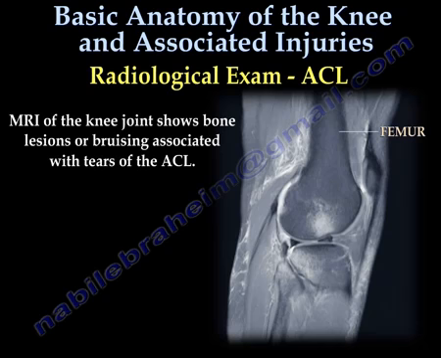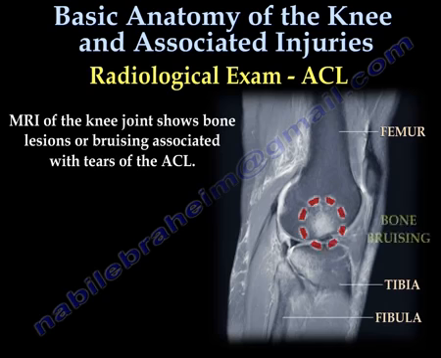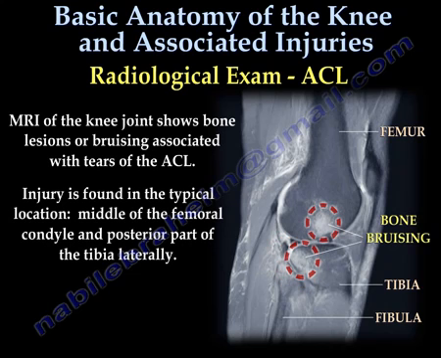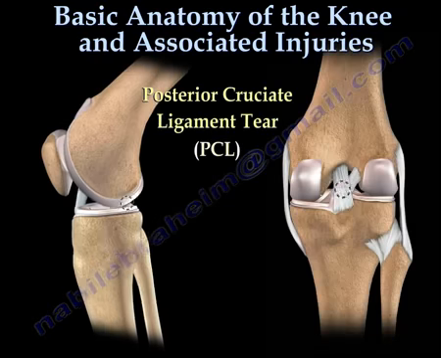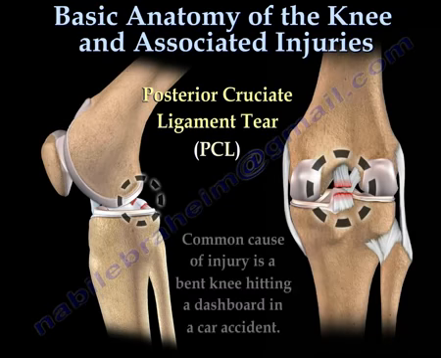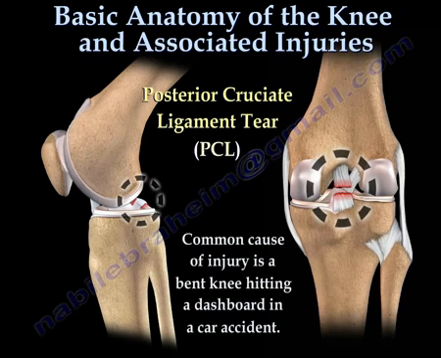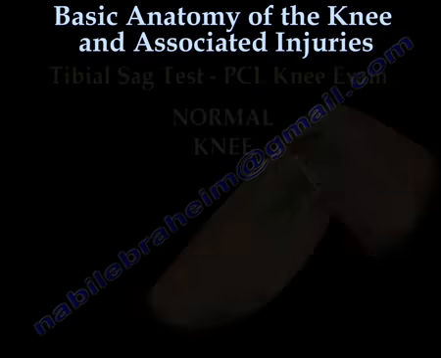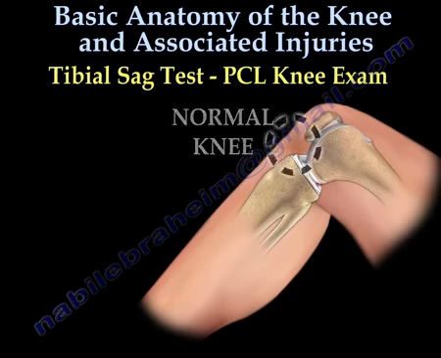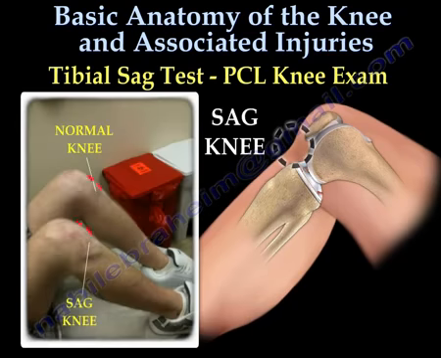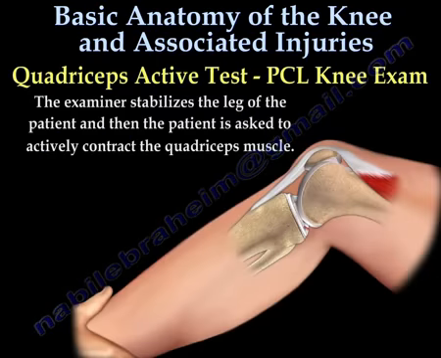Radiological examinations will often show the presence of bone bruising associated with tears of the ACL. These injuries are typically located at the middle of the femoral condyle and on the posterior part of the tibia laterally. When the posterior cruciate ligament ruptures, posterior translation of the tibia will occur. The tibial sag test is used to assess a tear of the posterior cruciate ligament. Both knees are flexed at 90 degrees and the knees are viewed from the side to compare positions of the anterior tibia.